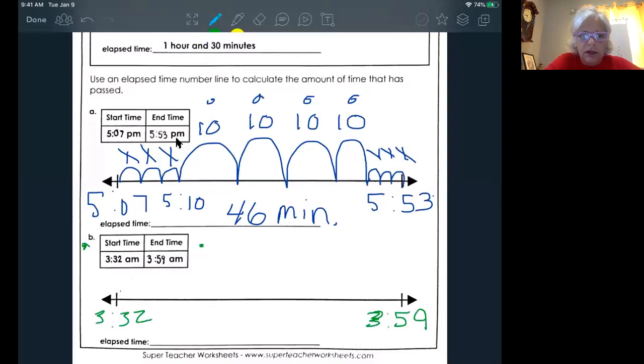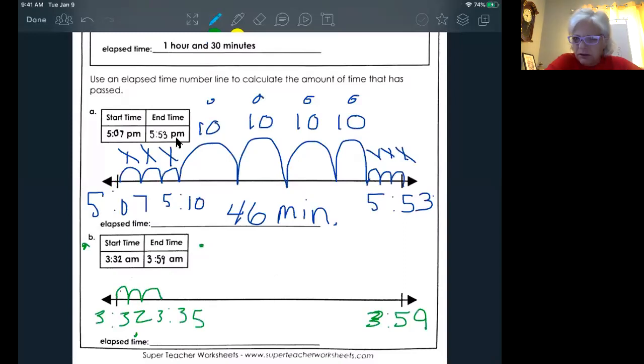We're going to count by ones until we get to the nearest 5 or the nearest 10. So this one will be a little different because we start at 3:32. So the closest 5 or 10 is going to be what time? 3:35. So let's do that. So 3:32, 33, 34, 35. So now we're at 3:35.